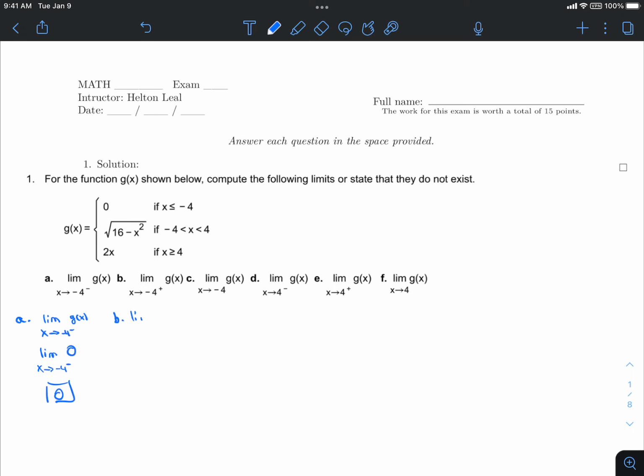On B, the limit when x approaches negative 4 from the right of g of x, so we're immediately to the right of negative 4. So this is also to the right of negative 4, right? It's all the way at 4, but it's too far to the right. This is immediately to the right of negative 4 because we're close to negative 4. So the function value we're using is the middle one.